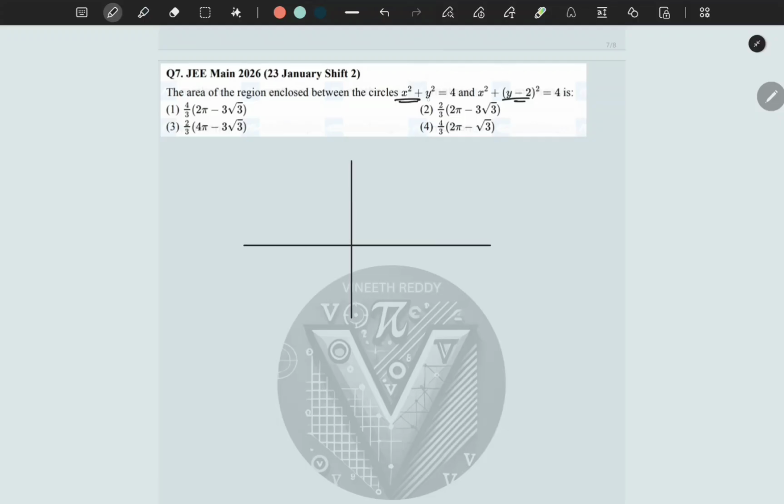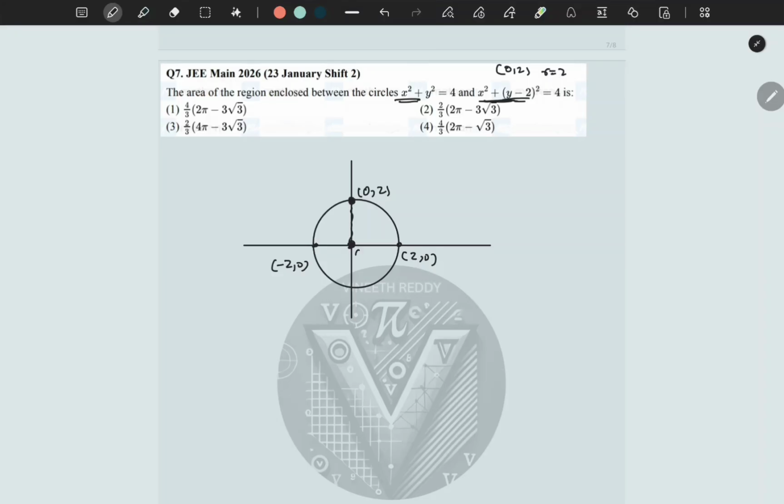So the first circle is x square plus y square equals to 4, whose center is 0, 0 and radius is 2. So this should be 2, 0 and this should be minus 2, 0 and this should be 0, 2, right? Area of the region enclosed between this circle and this circle. This circle center is 0, 2 and again radius is 2. So since the center is 0, 2, that means this should be the center and radius is 2.